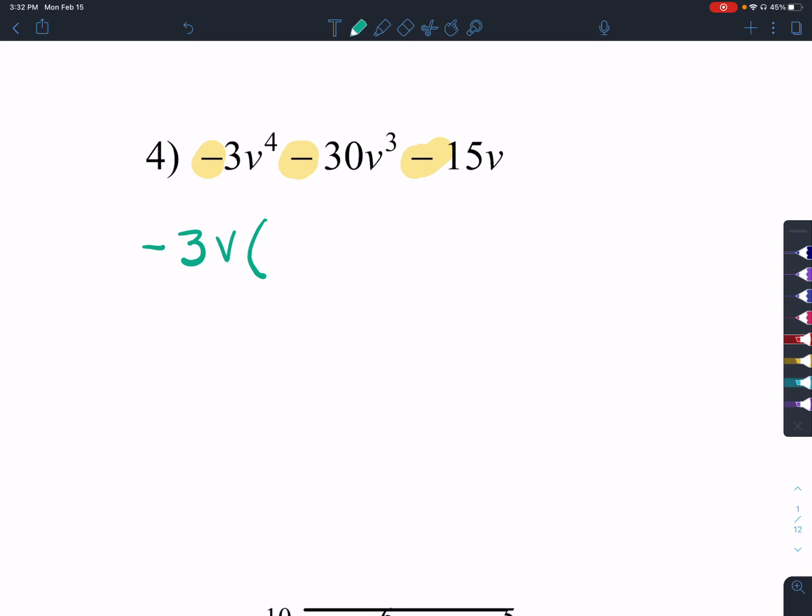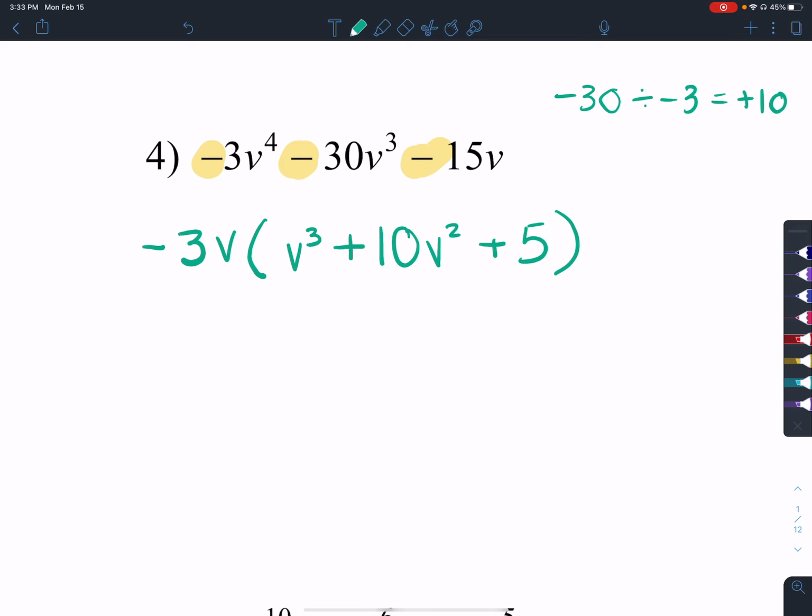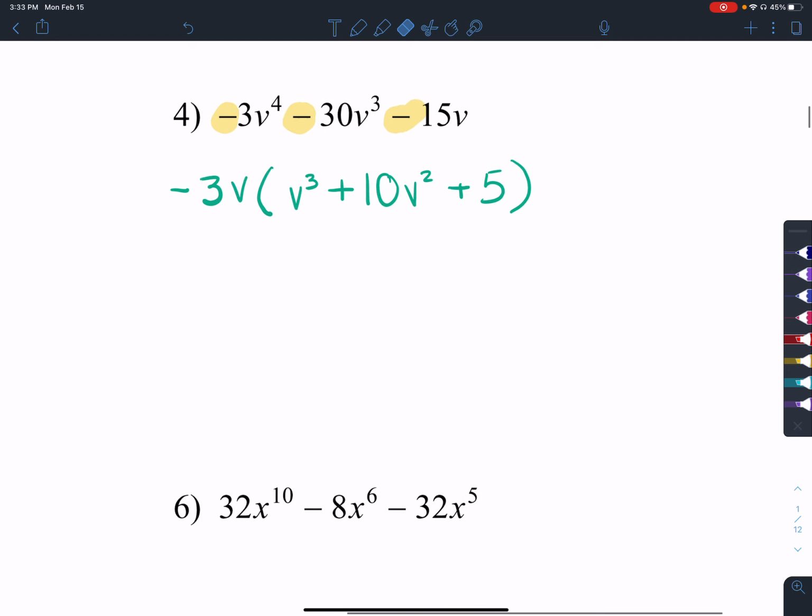And now we do our divisions. So this should be plus 10. -30 divided by -3, it's positive 10. v squared, and positive 5. Okay, so that's this one.